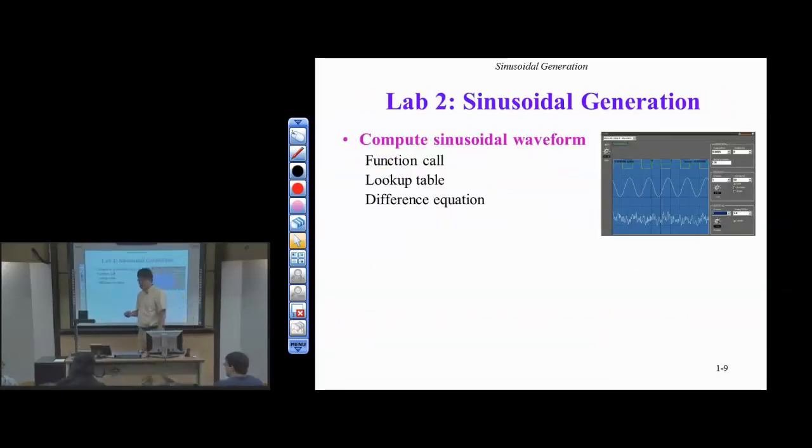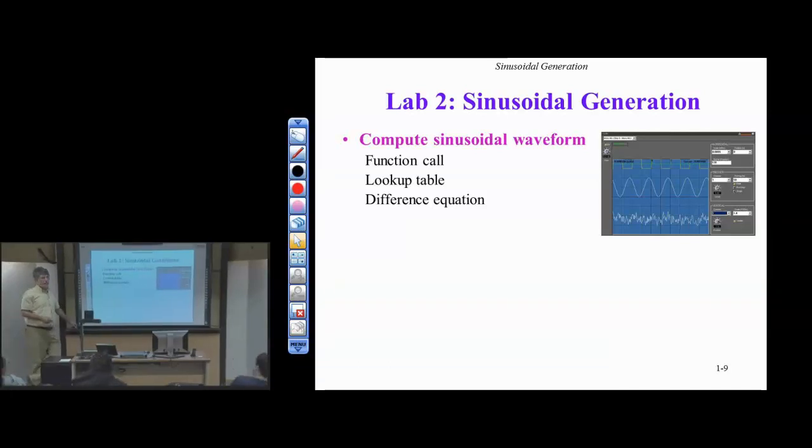This is a preview for Lab 2, which starts next week, on Monday. In Lab 2, you'll generate sinusoids on the digital signal processor. You'll program them in C, and there are a couple of ways to do that. In fact, you'll look at 3 ways. The first thing to do is compute the amplitude values of the sinusoid, both cosine and sine. There are 3 ways to do that, and we'll talk about each one today.